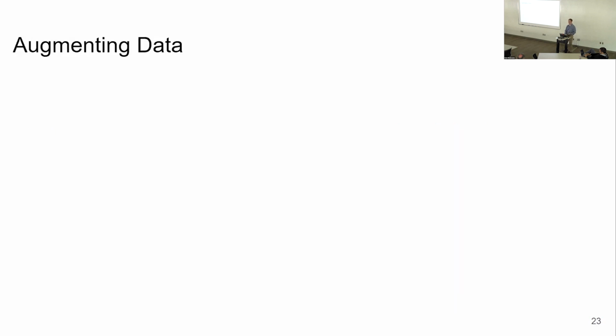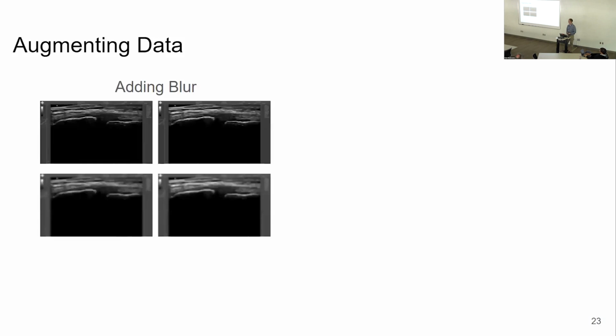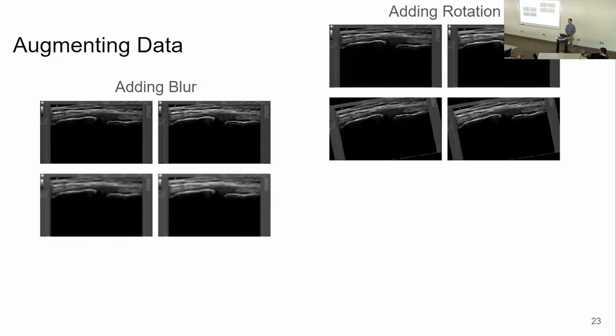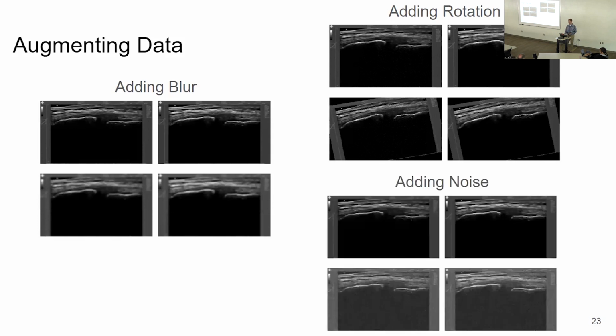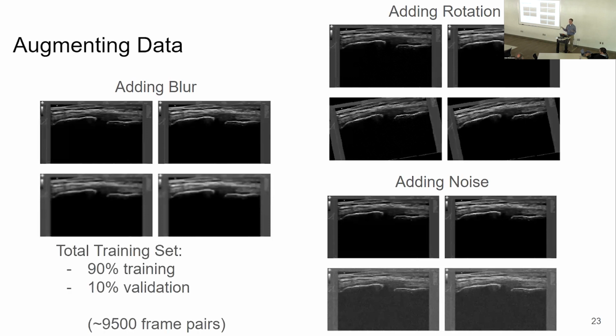One thing that we've been working on is augmenting the data as well. We use three main techniques to add more data to the data set we have already. The first one is adding blur. Hopefully you can see that, but the top 2 images are the original ultrasound images, and for the bottom 2 we add a blurring technique. Then we also add random rotation, anywhere from -10 degrees to 10 degrees. And then we also add noise to the images. So we essentially double our data set to get about 9,500 frame pairs.